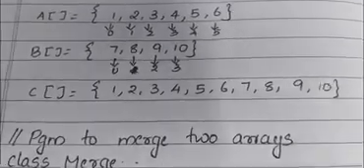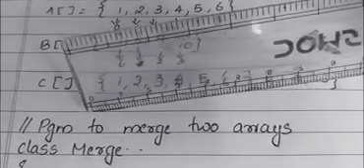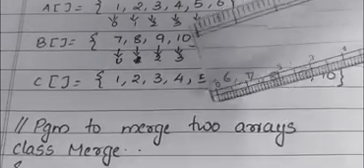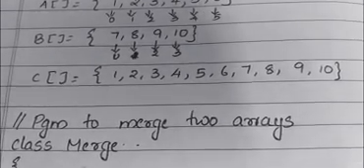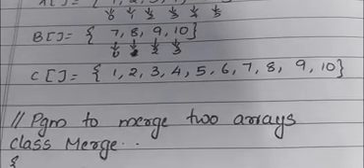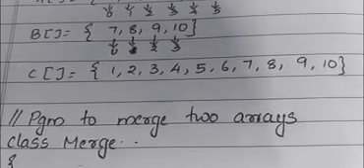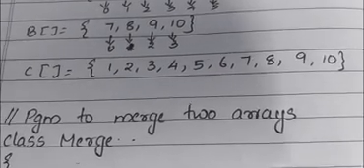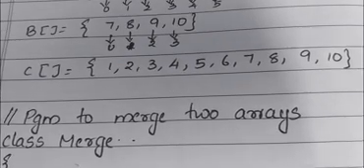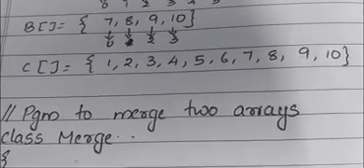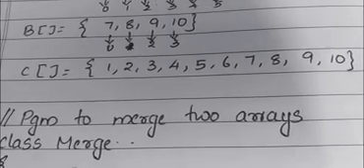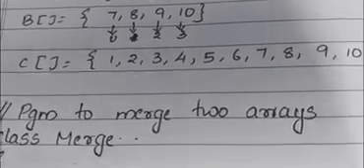Okay, let's see the merging program. Here is a program to merge two arrays. This program is also known as merge sort, because here we are sorting the elements. You can arrange the elements in both ascending and descending order. And there is no rule that the elements in the first array should be in a particular order. There is no condition over here.